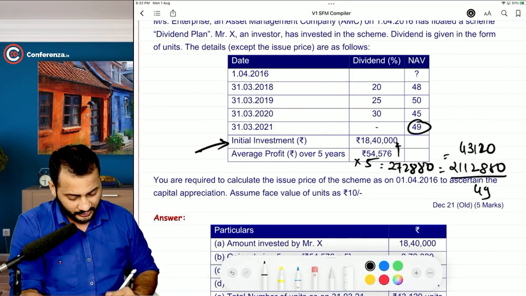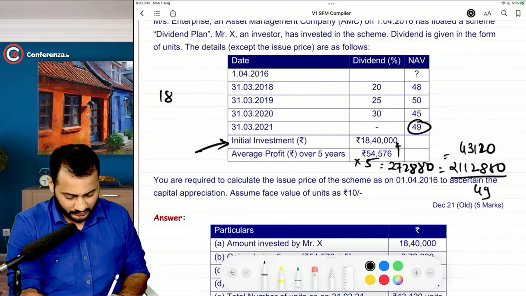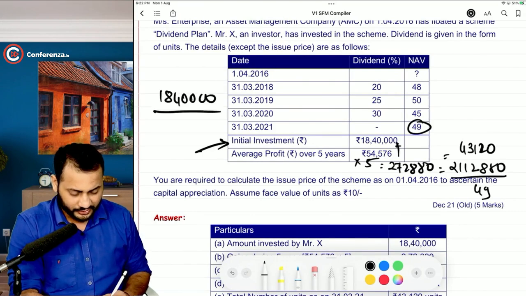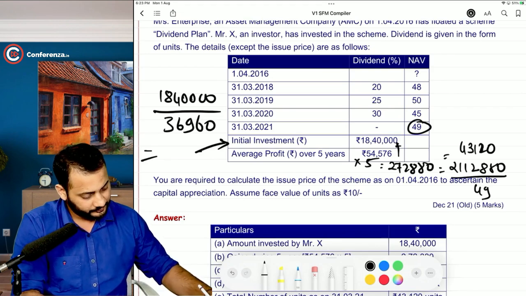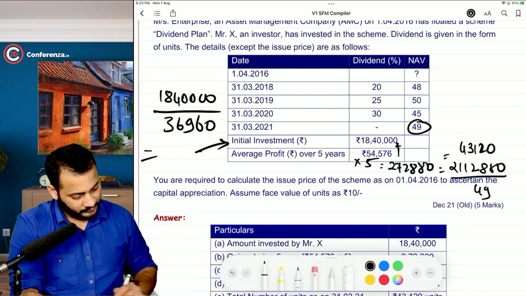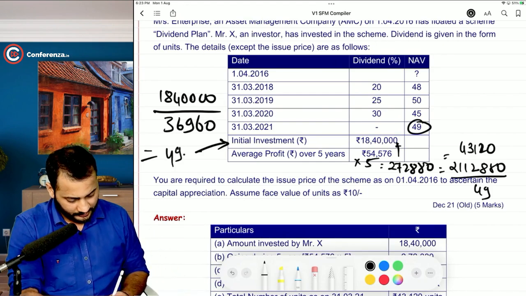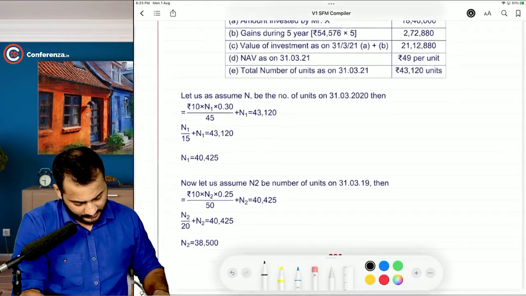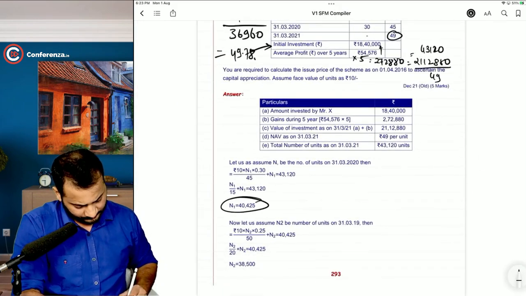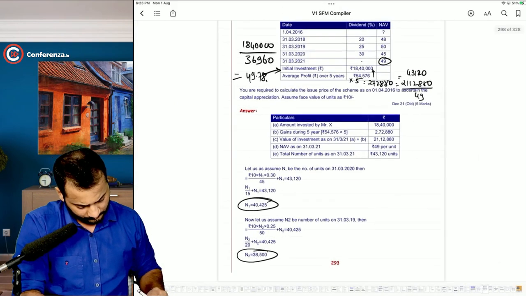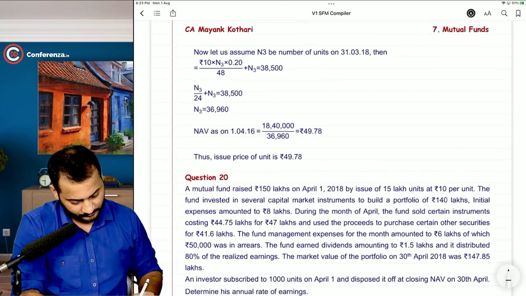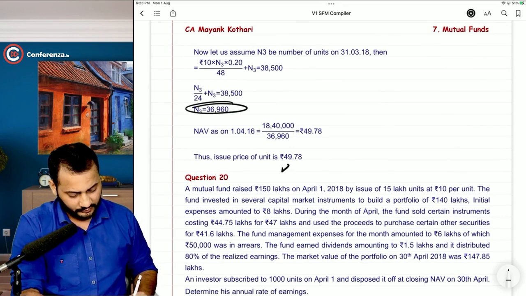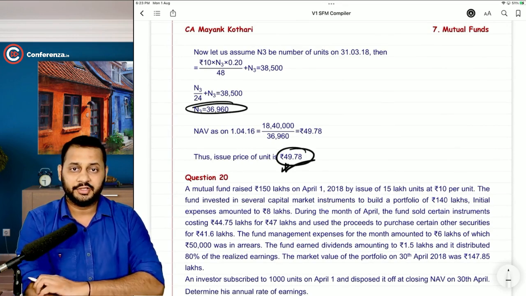So we invested how much? 18,40,000, 18 lakh. And how many units did we receive? 36,960 at the beginning. This becomes 49.78. Am I right? Let's just find out. And 49.78 is your final issue price.